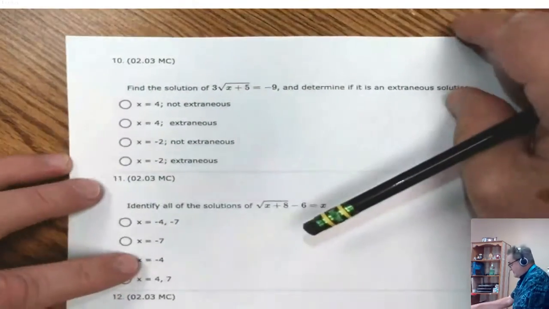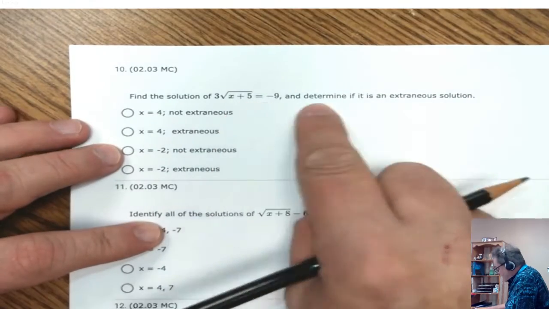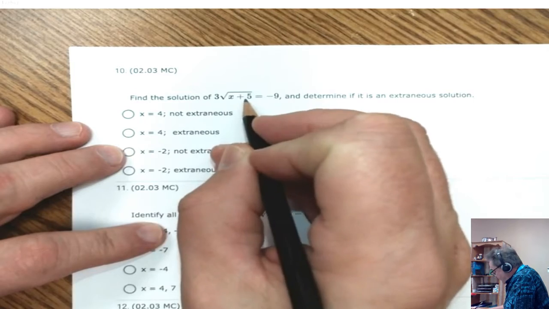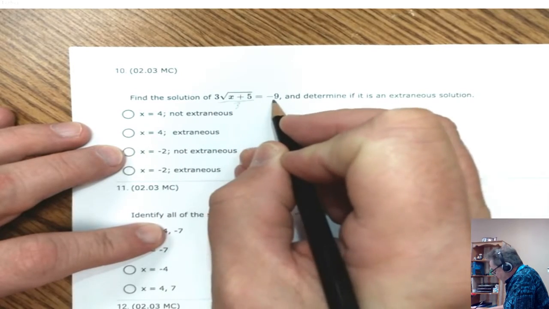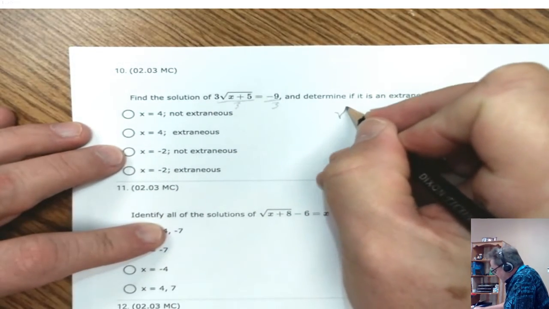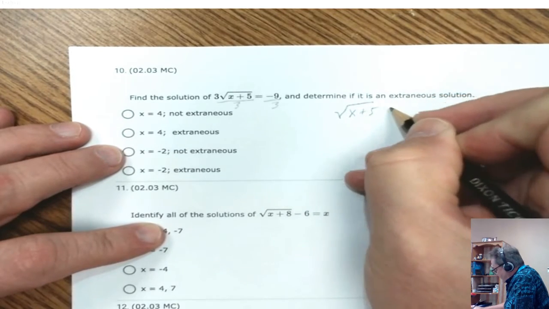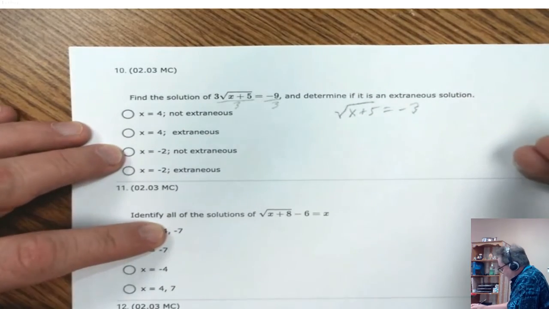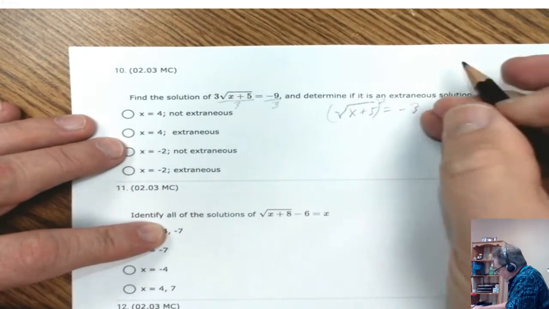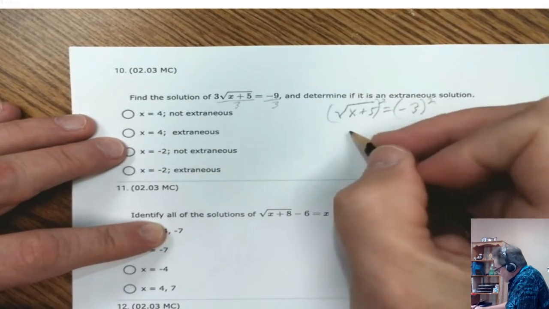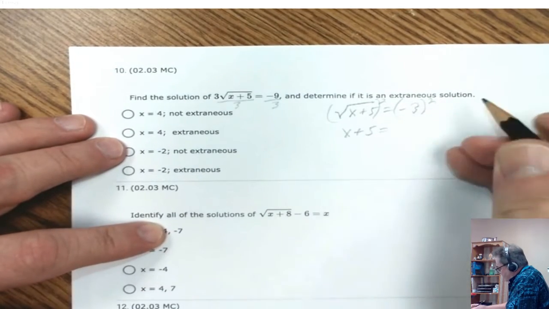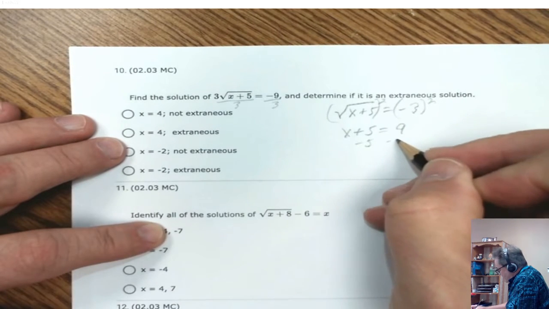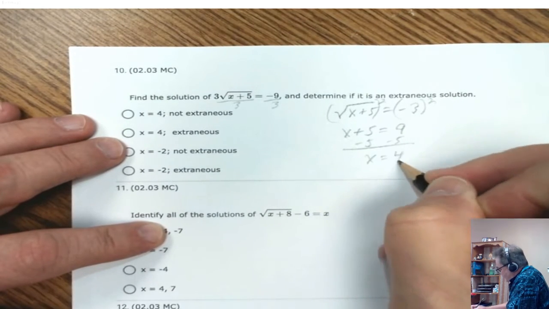Number 10. Okay, here's another one. Find the solution of this and determine if it's extraneous. Well, the first thing we have to do is get the radical by itself. So it's being multiplied by 3. We divide by 3. So that gives us square root of x plus 5 equals -9 divided by 3, -3. Okay, now that we have the radical by itself, we'll square both sides. X plus 5 equals -3 times -3, which is a positive 9. Subtract the 5, x equals 4.